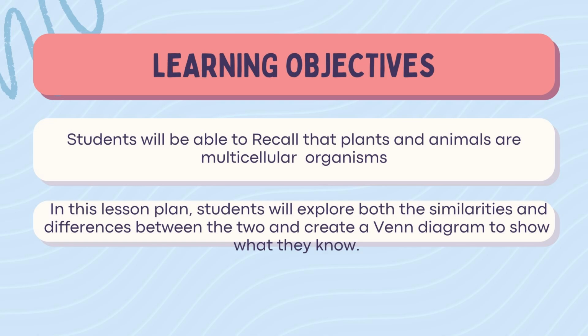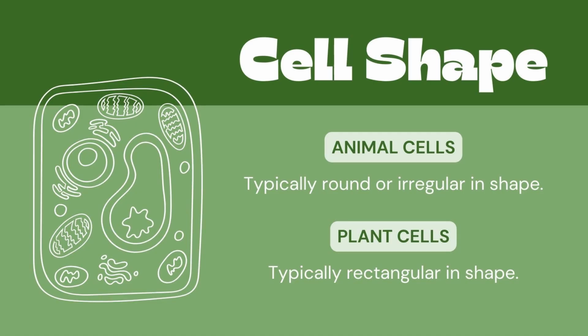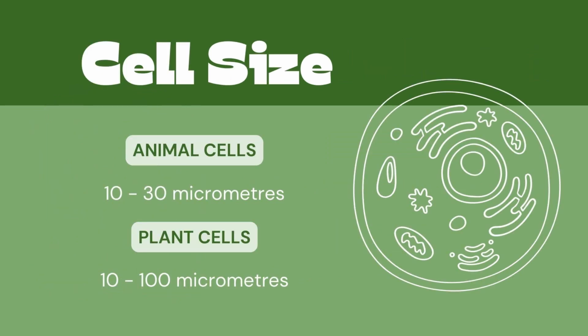Let's start. Cell shape. Animal cell is irregular in shape, but plant cell is typically rectangular in shape. Cell size. Animal cell size is 10 to 30 micrometers, but plant cells are 10 to 100 micrometers.